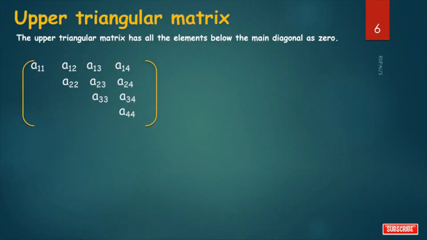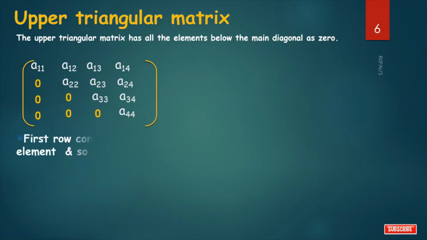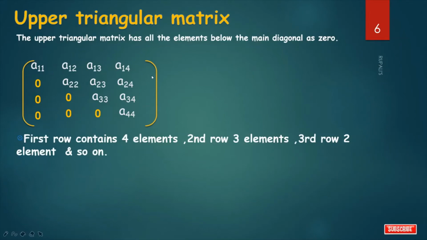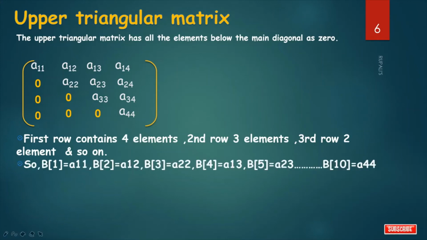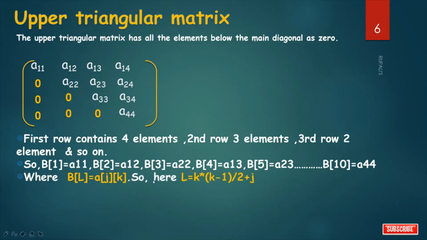Now upper triangular matrix. The upper triangular matrix has all the elements below the main diagonal as 0. So this is our main diagonal, and below the main diagonal all elements are 0. So first row contains 4 non-zero elements, second row 3 non-zero elements, third row 2, and so on. So if I want to store only non-zero elements to a linear array B, then B1 equals to A11, B2 equals to A12, B3 equals to A22, B4 equals to A13 in this way, where BL equals to AJK. So here L equals to K into K minus 1 by 2 plus J.